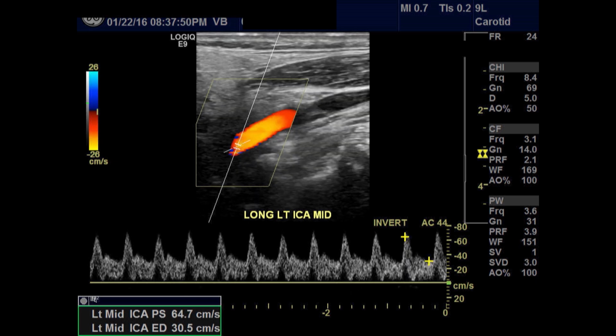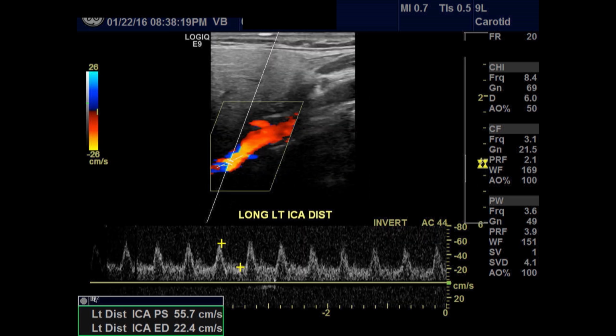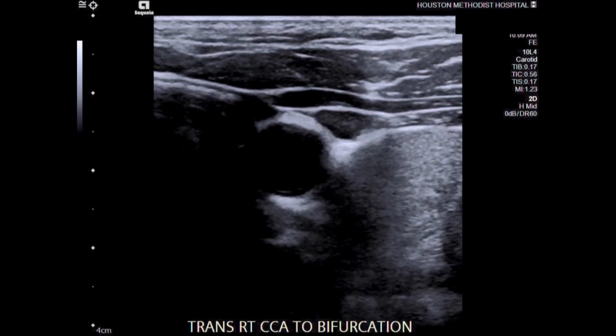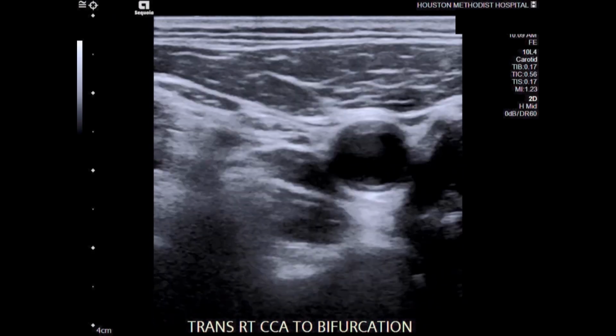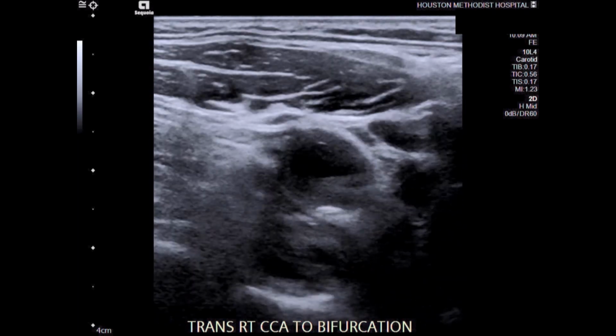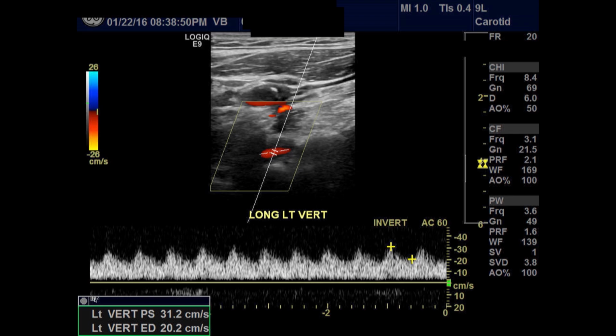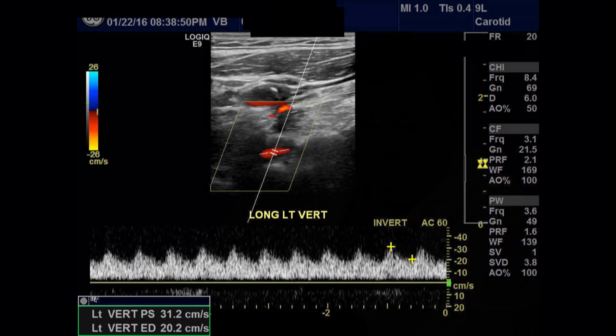Very good. Distal and the vertebral going towards the head. Uh-oh. Doesn't want to show me the subclavian. Sorry, that's another case. Well, ladies and gentlemen, this was my 4 cases for today.